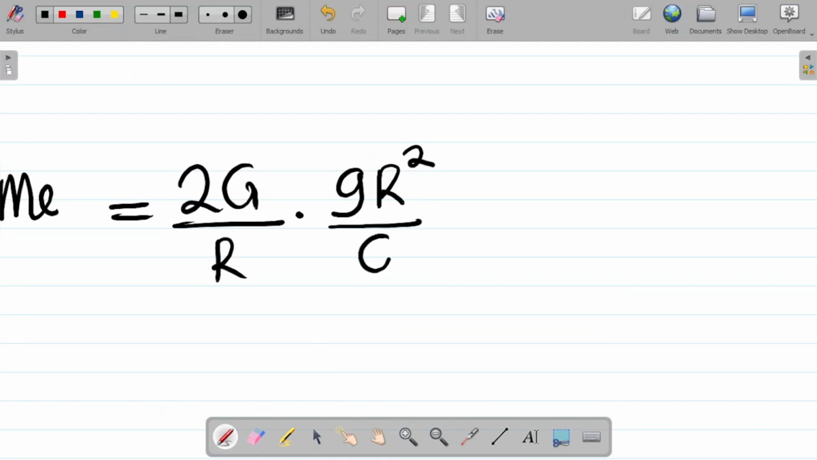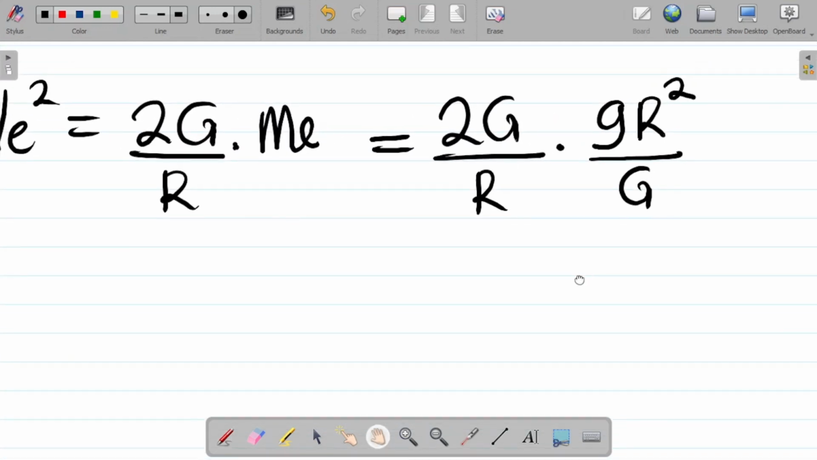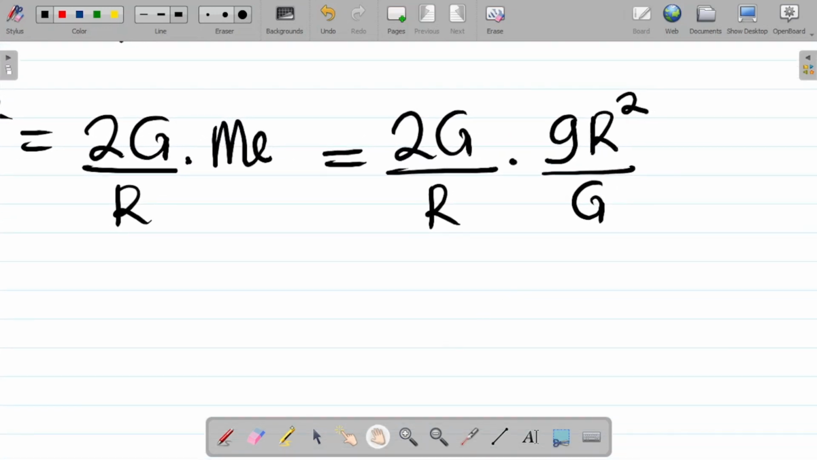So we have G here. All right, so we have this. Let's solve this question here. From here, we can see that G will cancel G, it's gone. R here 1, cancel R, so we have R here.